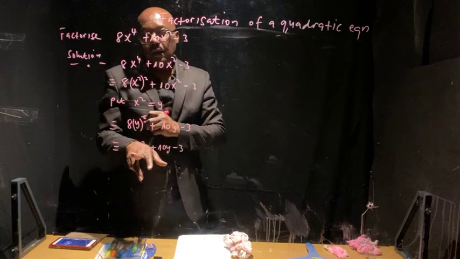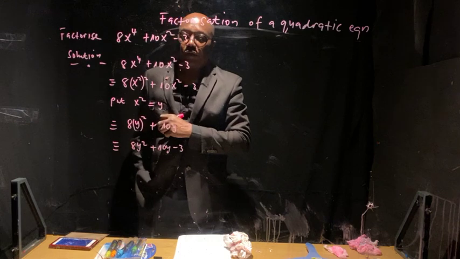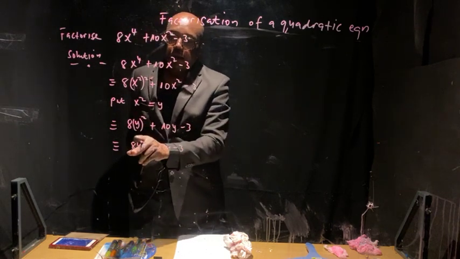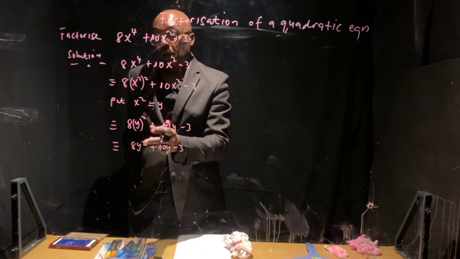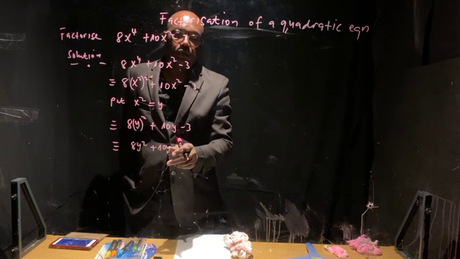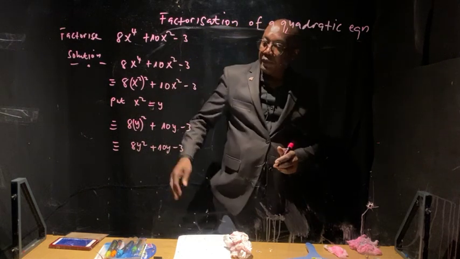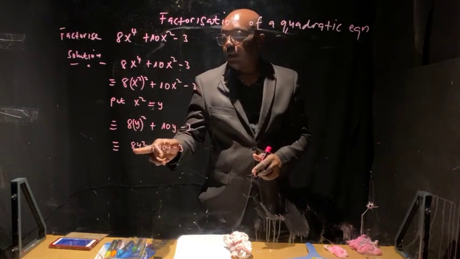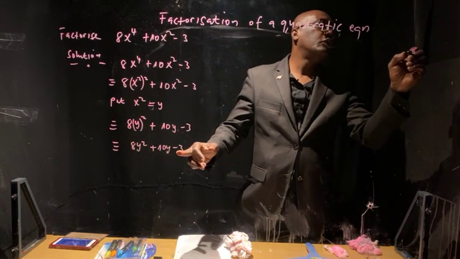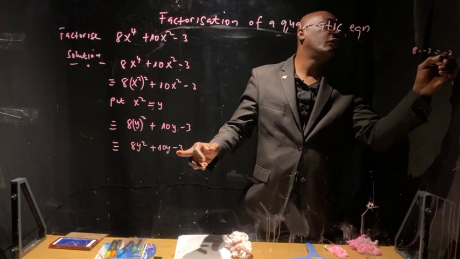As I said, this is a quadratic equation in y. It has been transformed to a quadratic equation in y. To deal with this, you always have to multiply the coefficient of y squared by the constant. So if you multiply the coefficient of y squared by the constant, it will become 8 times minus 3, which is equals to minus 24.